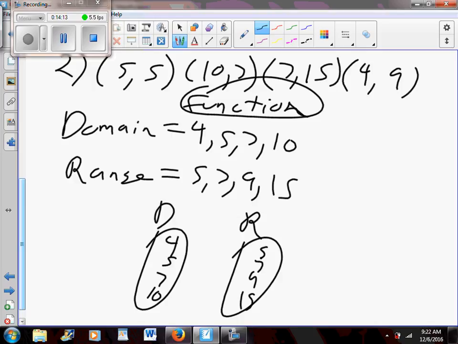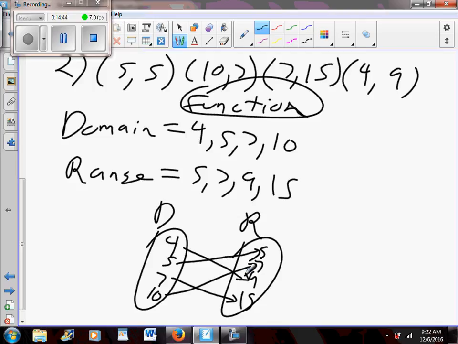What number is 5 of the domain paired with in the range? Talk to me. What number is 5 in the domain paired with in the range? It's paired with 5, isn't it? So I'm going to draw an arrow here. What is 10 paired with? 7. Okay, 10 is paired with 7. Okay, what about 7? What is it paired with? 15, isn't it? Okay, what about 4? 4 is paired with 9.